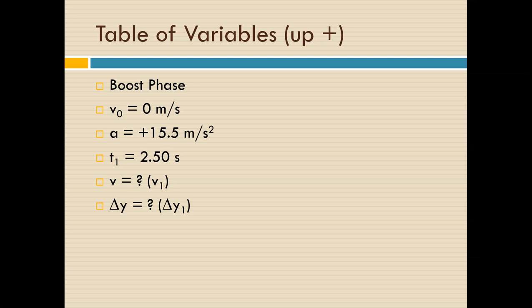Now let's go ahead and make the table of variables for the next phase. The initial velocity. Well, the initial velocity was 0 on the launch. The initial velocity on the ballistic phase, we don't know. But we do know that whatever the final velocity was in the boost phase is going to be the initial velocity of the final phase. So I can go ahead and say that v0 is equal to v1.